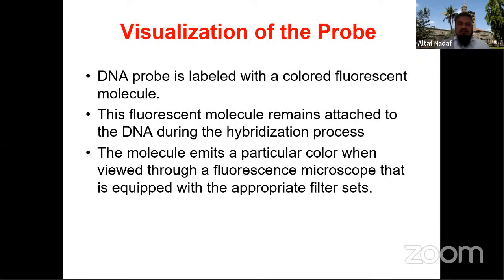Okay, then we have seen that we need to visualize these probes. So now we need a reporter molecule for that. The DNA probe is labeled with a colored fluorescent molecule. The fluorescent molecule remains attached to the DNA during the hybridization process, and then the molecule emits a particular color when viewed through a fluorescent microscope that is equipped with an appropriate filter set.